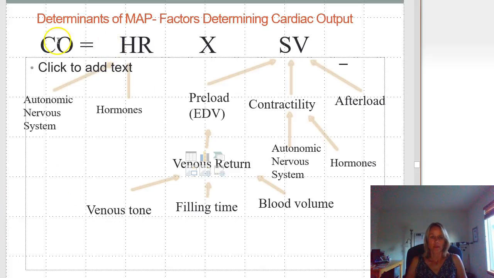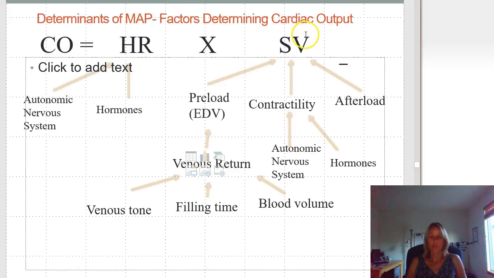Okay. So first, the cardiac output. So the cardiac output is equal to the product of the heart rate times the stroke volume. The heart rate is going to be affected by the autonomic nervous system. So the sympathetic branch increases heart rate, parasympathetic decreases heart rate, as well as hormones such as epinephrine, which is going to increase heart rate.